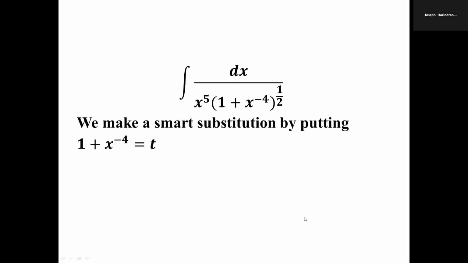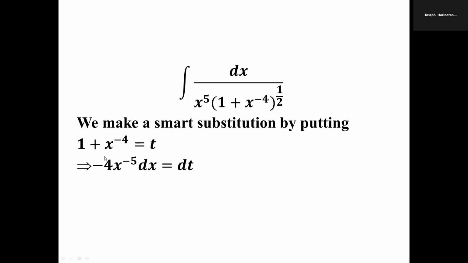Now we make a smart substitution in this. Our expression becomes much simpler now. Just by putting 1 plus x power minus 4 is equal to t. Of course, it is within the bracket there. So it becomes very simple here. Once we make this smart substitution, 1 plus x power minus 4 is equal to t.